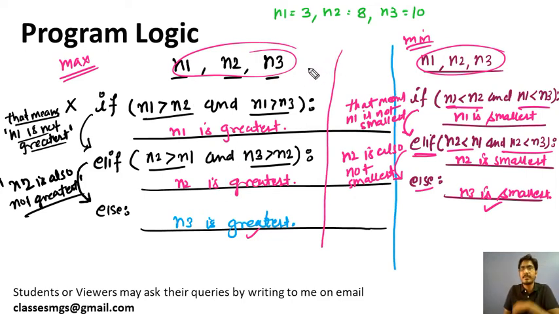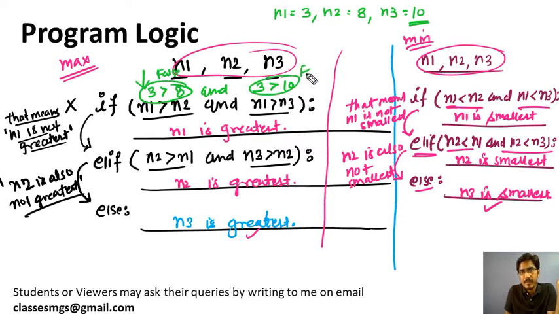I know 10 is the greatest, but let me try to execute this if else statement and see what it is saying. n1 is here 3, n2 is 8. 3 is greater than 8, and n1 is 3, 3 is greater than n3, which is 10. This is also false. Because 3 is greater than 10, no, 3 is not greater than 10, that's why it is false.